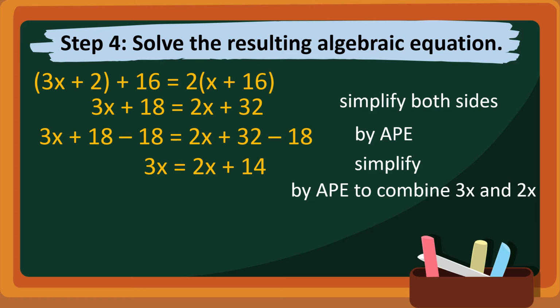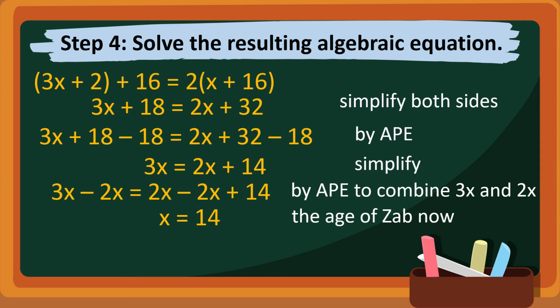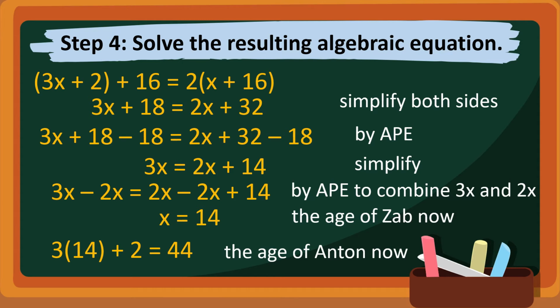By the addition property of equality, let's combine 3x and 2x. We have 3x minus 2x is equal to 2x minus 2x plus 14. We have x is equal to 14, which is the age of Zab now. Let's now compute for Anton's age. We have 3 times 14 plus 2 is equal to 44, the age of Anton now.